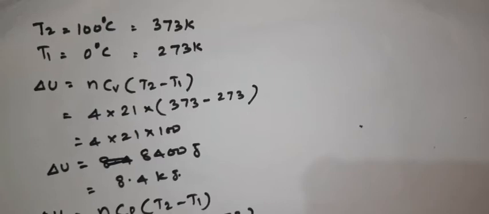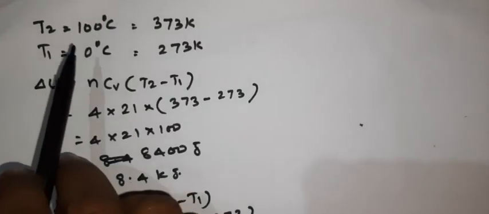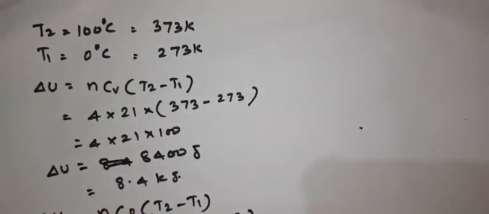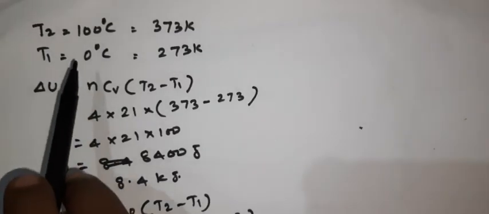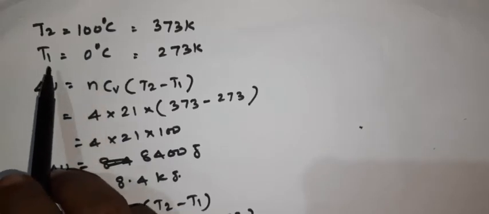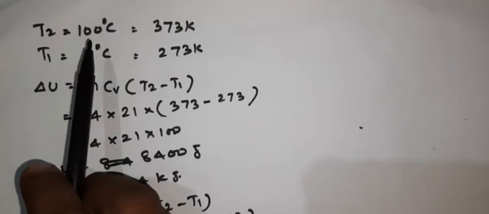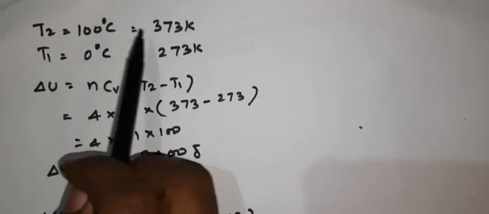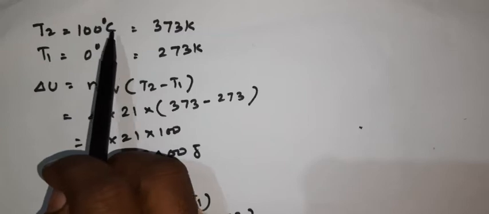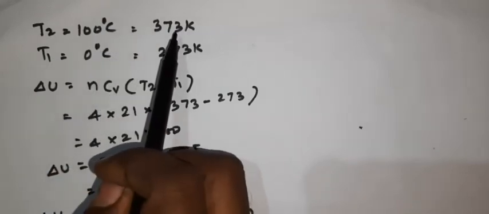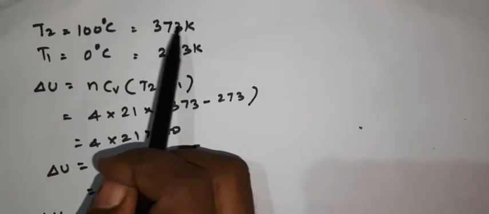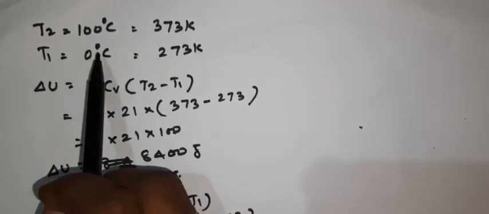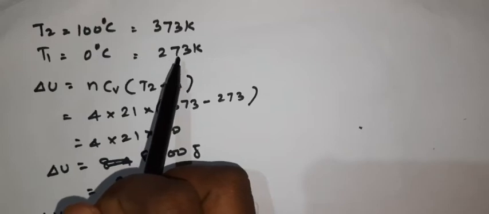Now the temperature T2 is 100 degrees Celsius and T1 is 0 degrees Celsius, because we are raising the temperature from 0 degrees Celsius to 100 degrees Celsius. So T1 is initial 0 degrees and T2 is 100 degrees Celsius. You are going to convert into Kelvin. So 100 degrees Celsius, 100 plus 273, we are getting 373 Kelvin, because all the values must be in Kelvin. Temperature 1, that is 0 degrees Celsius, converting into Kelvin, 273 Kelvin.